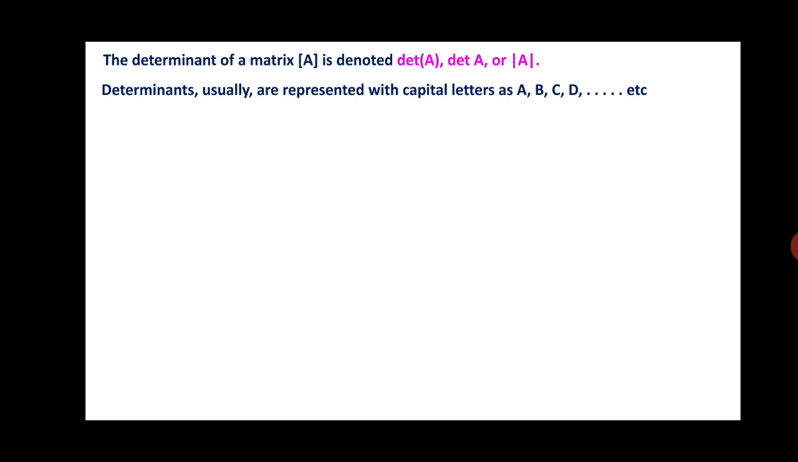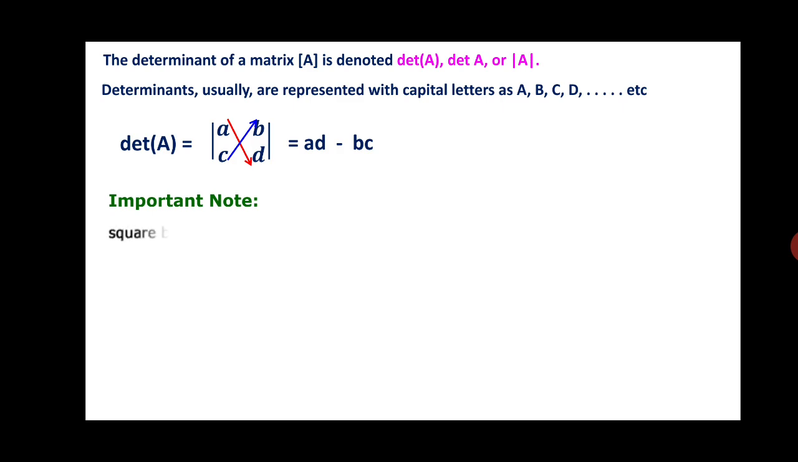The determinant of a matrix A is denoted by det A, that is the determinant A, or simply A within two bars. Determinants usually are represented with capital letters A, B, C, D, etc. The determinant A can be written like this, and we take the first product shown in red, A into D, minus B into C, shown in blue.